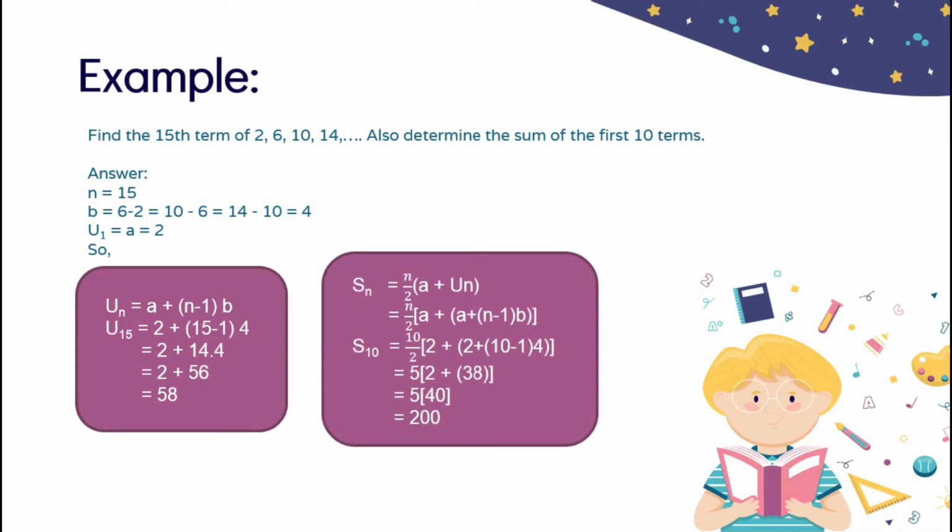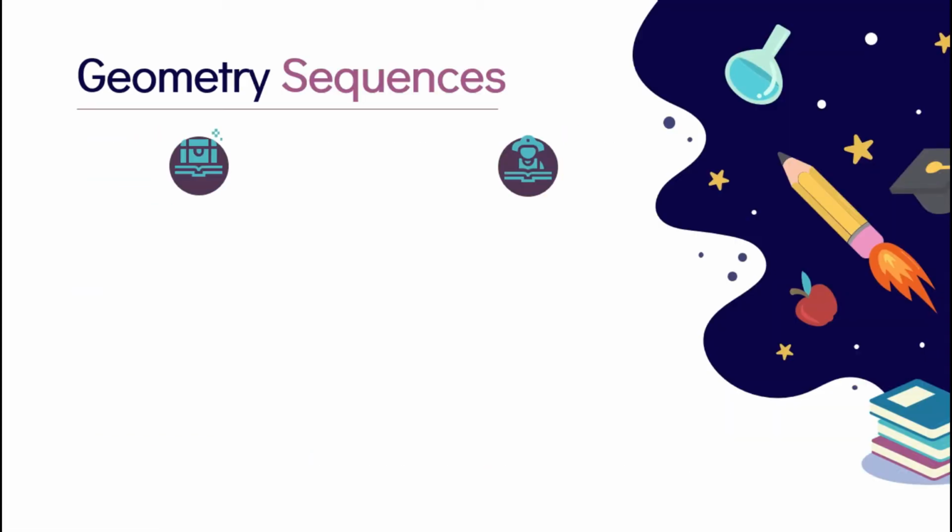Then Sn equals n divided by 2 multiplied by a plus un equals n divided by 2 multiplied by 2a plus n minus 1 multiplied by b. Sn equals 10 divided by 2 multiplied by 2 plus 10 minus 1 multiplied by 4, then operated to produce S10 equals 200. So the 15th term of 2, 6, 10, 14, and so on is 58, and the sum of the first 10 terms is 200.